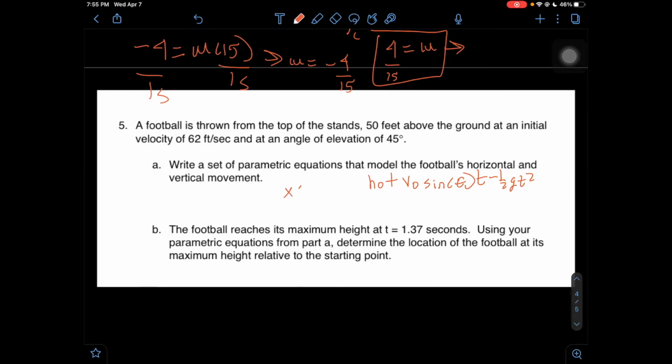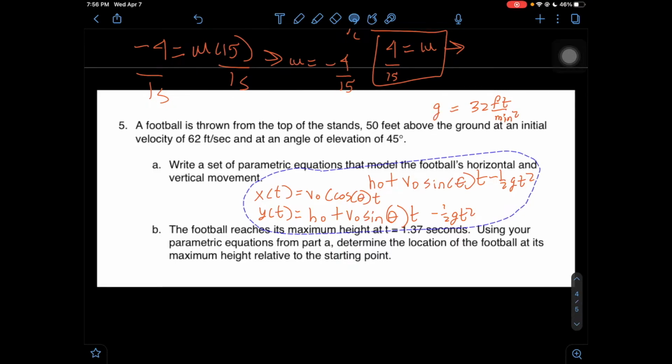Well, if we split it into components, we get x of t, so that's our first base equation, is v naught times cosine of theta times t, and y of t equals h naught plus v naught sine theta times t minus 1/2 g t squared. If you are in physics, you know that g should be negative 9.8 or positive 9.8 meters per second. In math, they use 32 feet per minute squared for g.